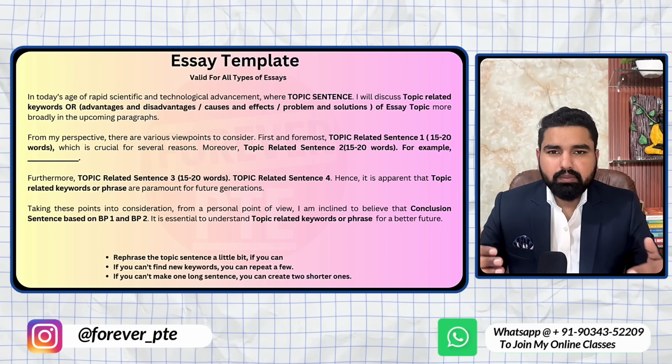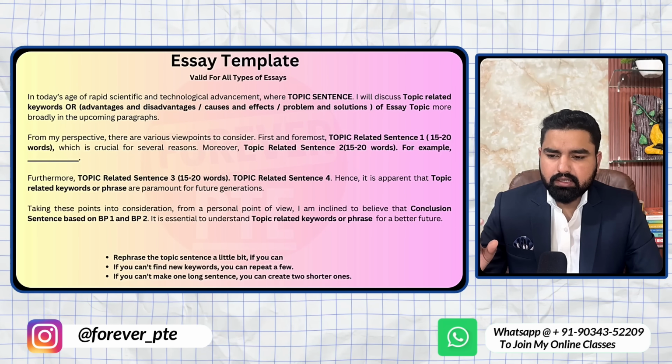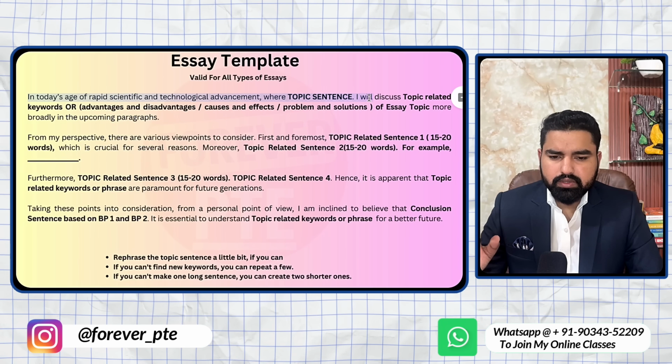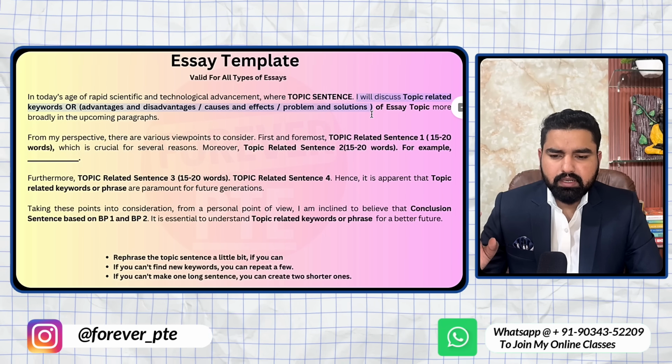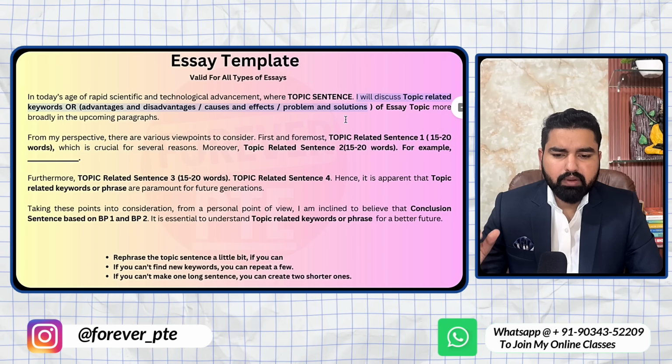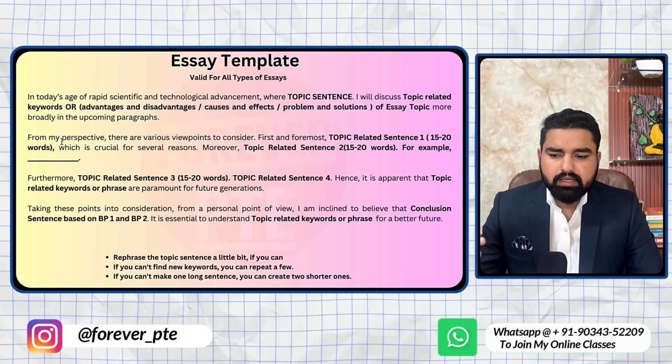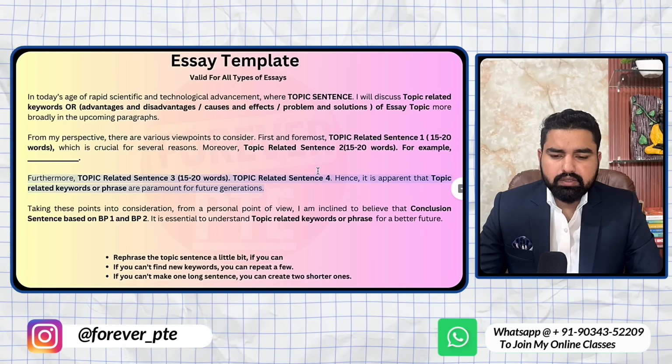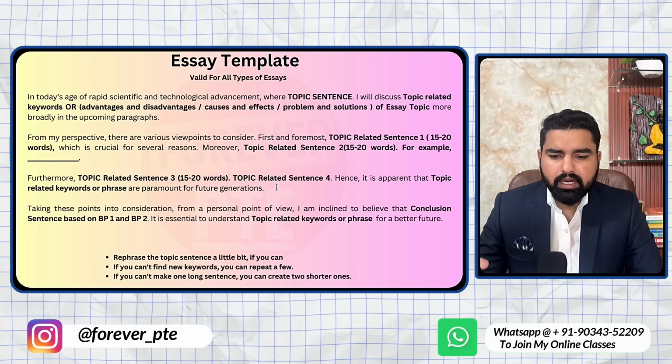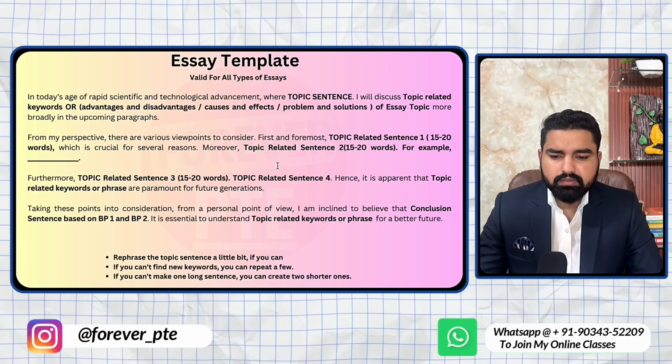I wrote an agreement with the given statement, and in the first line, I just rewrote whatever the question was. Then I gave one thesis statement that I agree with the given statement and I will provide more justification in the upcoming paragraphs. Then in body paragraphs 1 and 2, I just added more points on why I agree with the given topic. I added some supporting statements and then I concluded with the 4th paragraph.